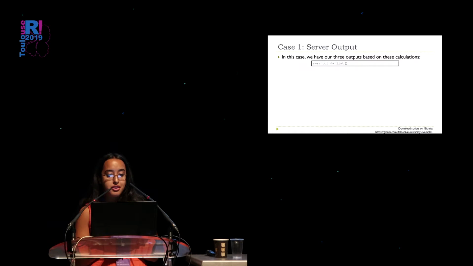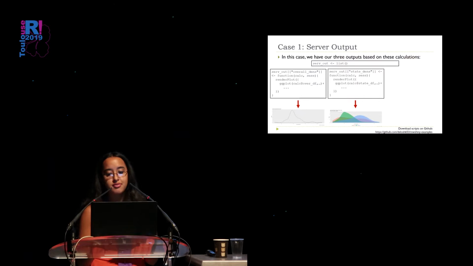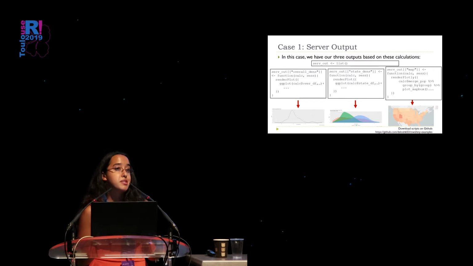After we've calculated based on inputs, we can render 3 different objects: a density plot based on the aggregate of all the states together, a density plot comparing the county level data of our selected states, and a map colored by our specific statistic.